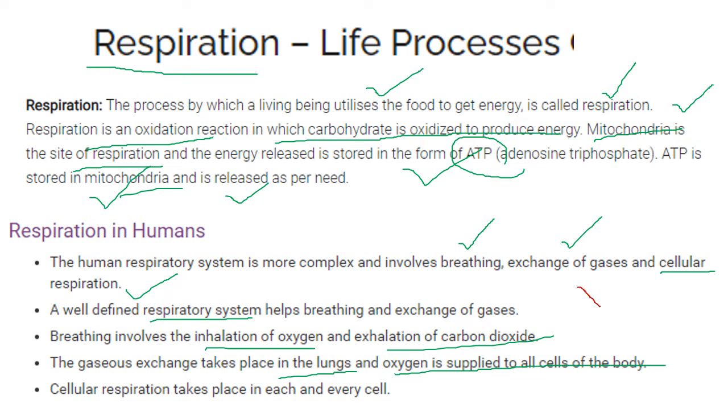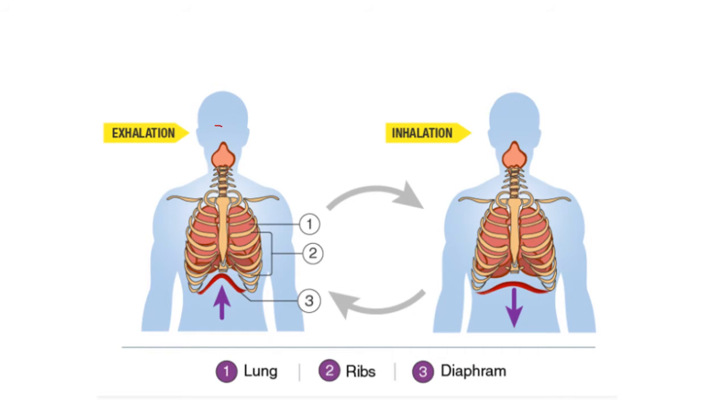So once the oxygen gets into the lungs, from the lungs it enters into the cells, and here occurs the cellular respiration, and cellular respiration takes place in each and every cell. So that means all the cells that are present inside our body undergo the cellular respiration. So this is inhalation and exhalation. Okay, exhalation means release of carbon dioxide, inhalation means taking in the oxygen.